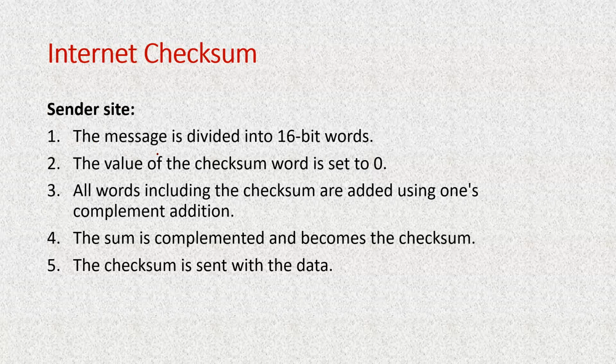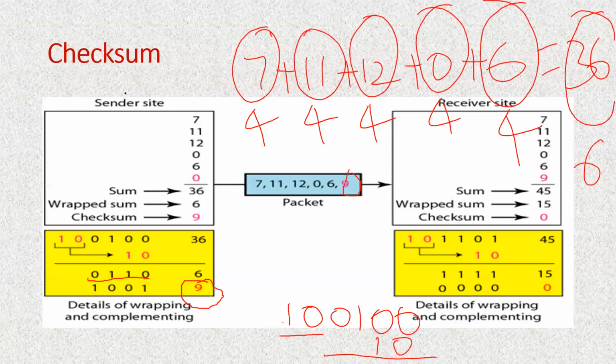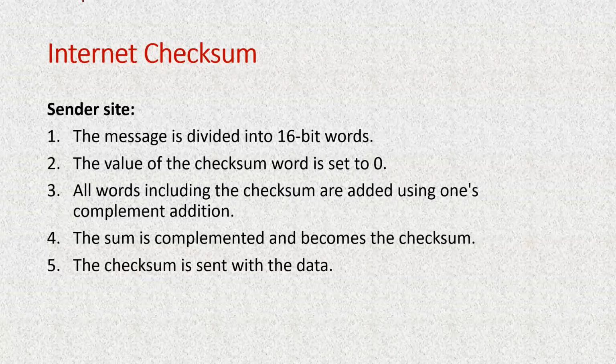You have a very big message. The message size can be anything, but you divide the message into 16-bit words. In this example, we took only 4 bits. In the same way, in the internet checksum, the size of each word is always 16 bits. You can have any bigger data, but you should divide the data into small words, each of 16 bits.